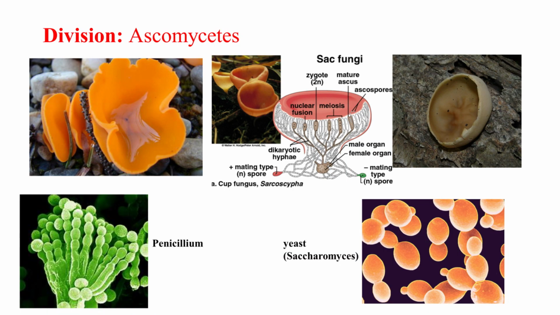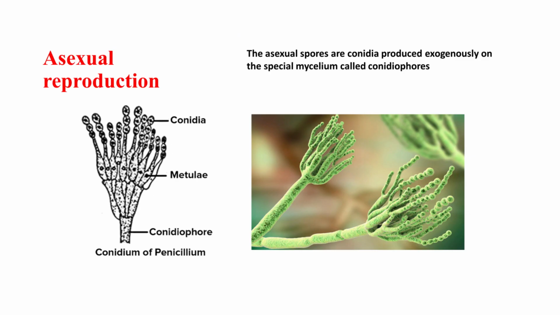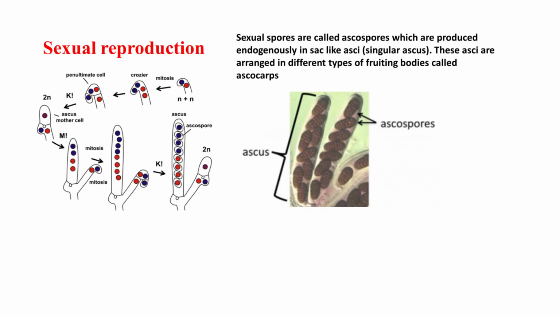Division: Ascomycetes. They are commonly known as sac fungi. The Ascomycetes are mostly multicellular. It includes Penicillium and yeast, Saccharomyces. The asexual spores are conidia, produced exogenously on the special mycelium called conidiophores. Sexual spores are called ascospores, which are produced endogenously in sac-like asci, singular ascus.